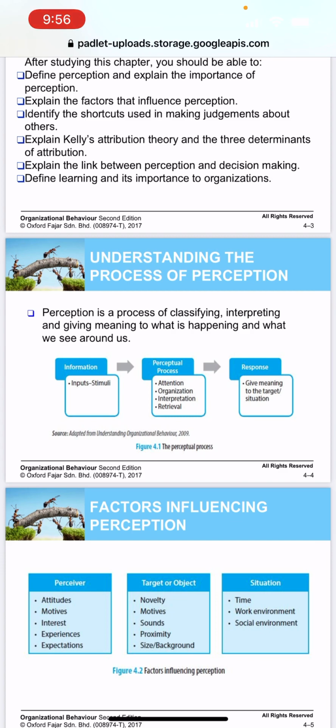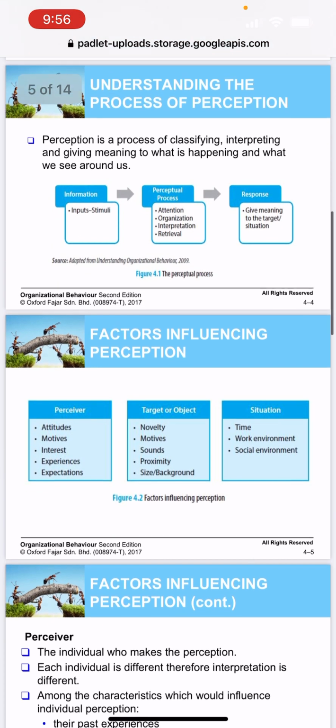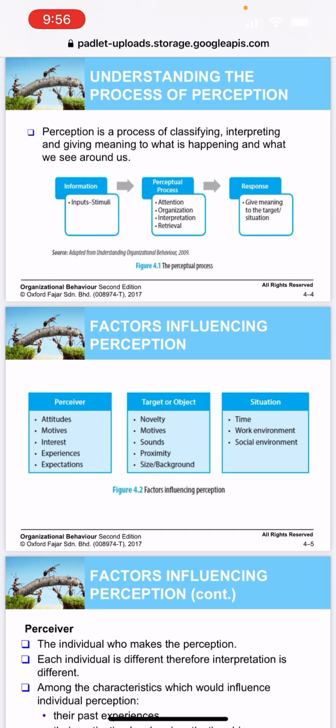First, we develop information that consists of inputs and stimuli, and we then develop a perceptual process which includes attention, organization, interpretation and retrieval. Finally, we give feedback towards our perceptual process, which is response, by giving meaning to the target or situation. What are the factors influencing perception?